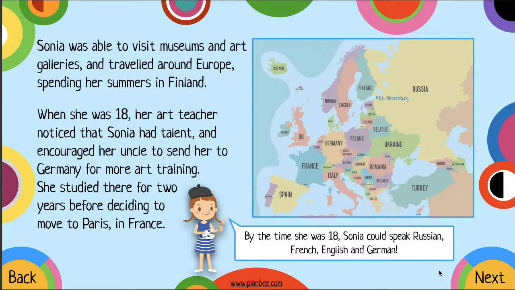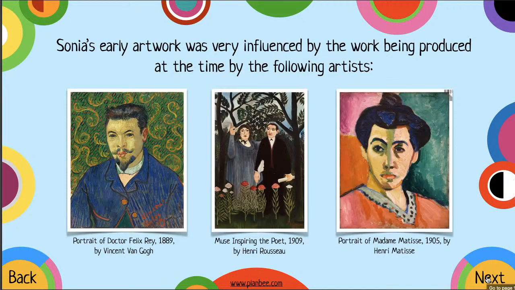So she moved and lived all over Europe, didn't she? By the time she was 18, she could speak Russian, French, English, and German. Isn't that incredible? I wonder how many of you know some foreign words or are learning to speak a second language. So look, here's some more of the work by other artists that influenced Sonia.